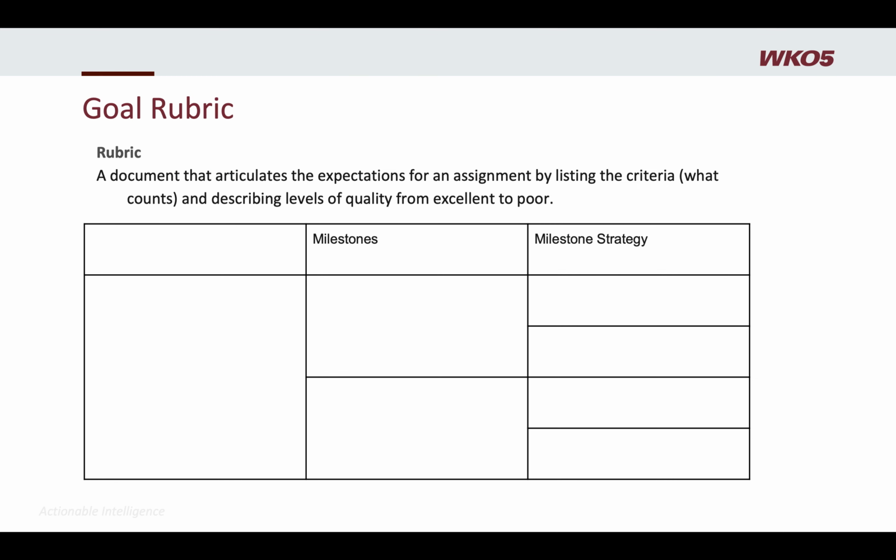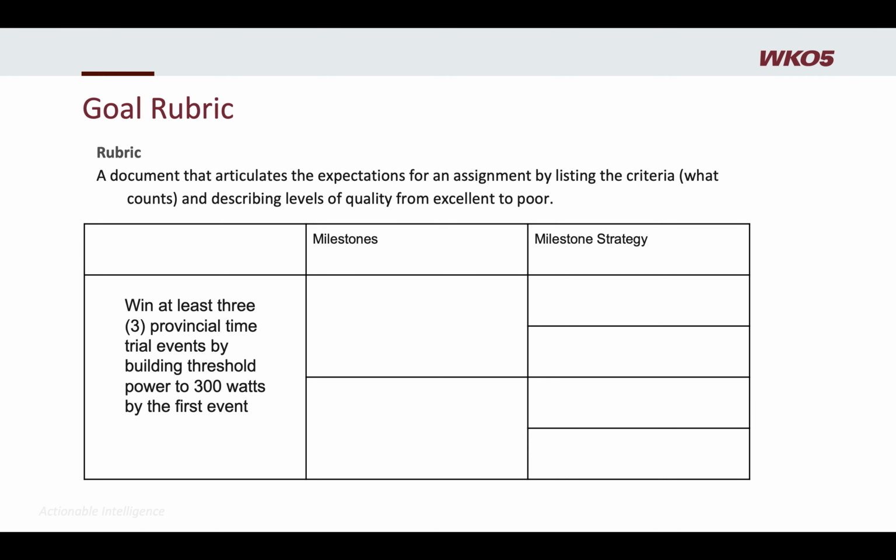Then I go on, I'm an old school teacher. I build rubrics, which is a system of thinking about the way you're going to achieve the goals, the milestones, the things you've set out. So let's say this athlete has a goal. They want to win 3 time trials, 3 of the 20Ks or 3 provincial time trials, whatever your nation and area are putting on. And they want to do that by building their threshold to 300 watts. Remember our gap assessment, we already had a number, right? So we put a number to the goal.